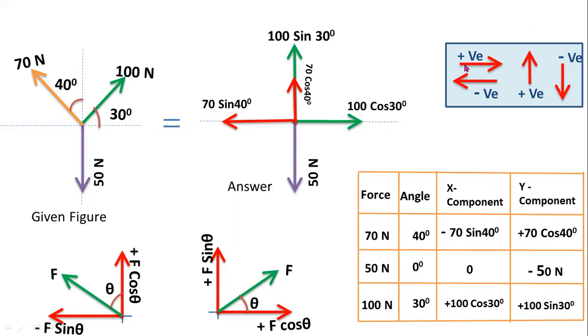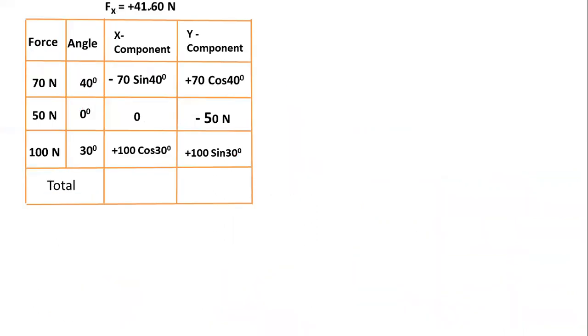For signs, you have to consider these sign conventions. For right side direction, you have to consider positive sign. For left side direction, you have to consider negative sign. For upward vertical direction, positive sign. For downward direction, negative sign. By using these conventions, you have to identify the directions. By adding these horizontal forces, you can get the value of summation Fx. By adding these three vertical forces, you can get the value of summation Fy.